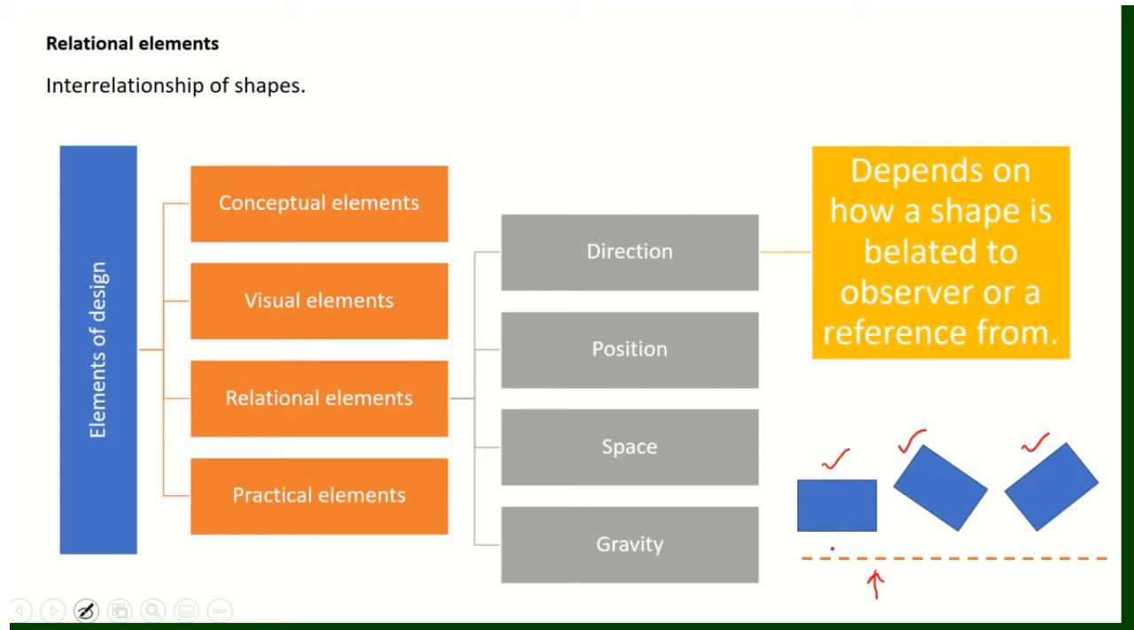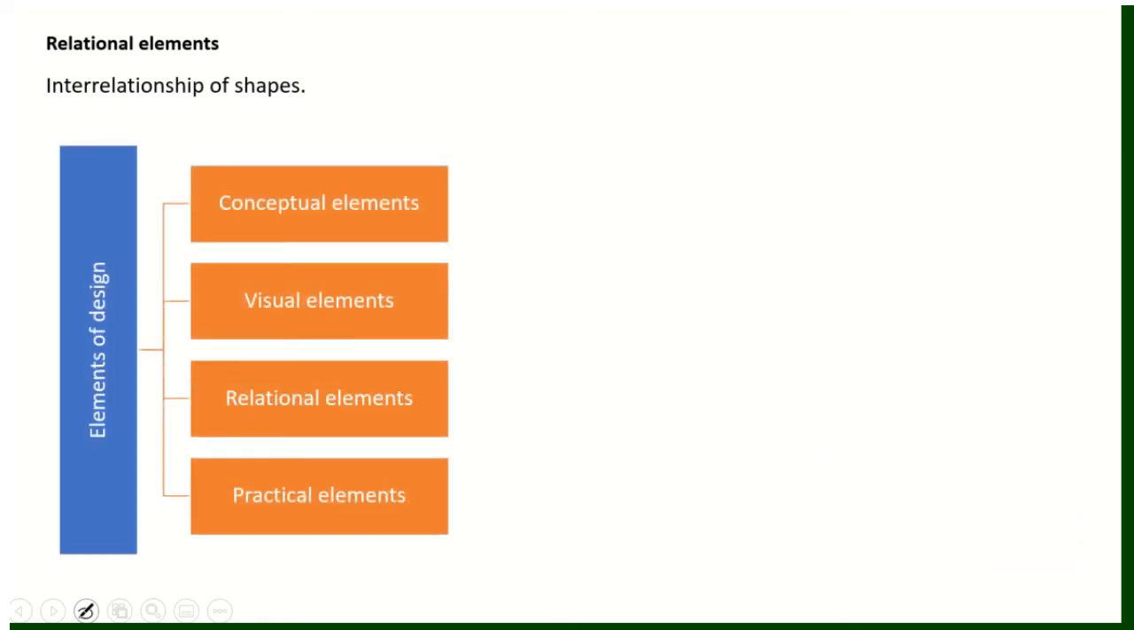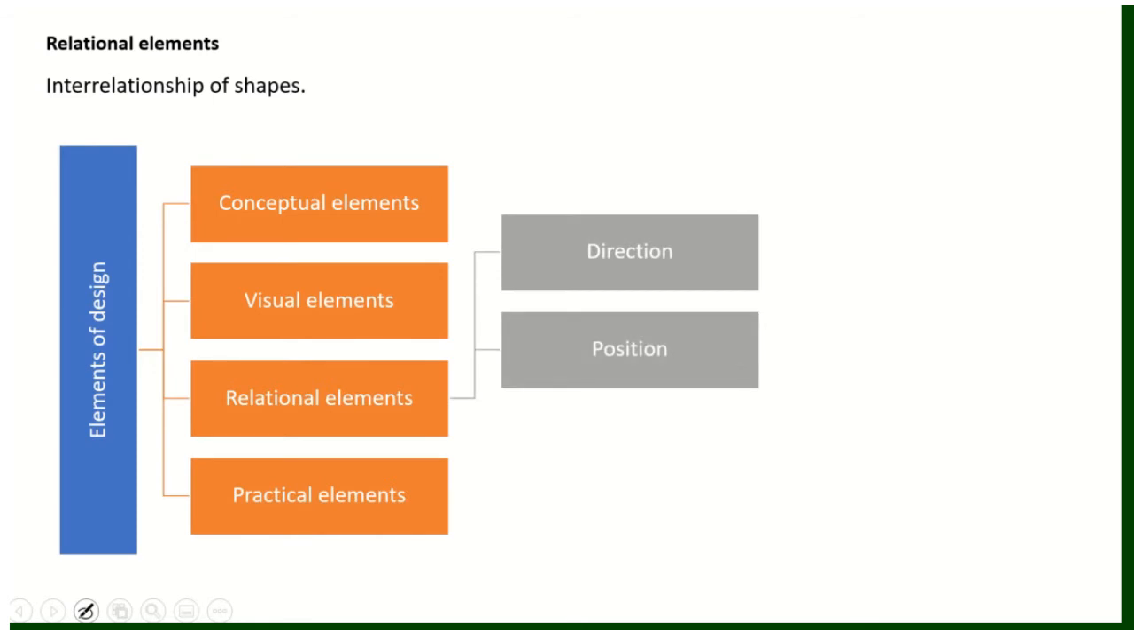Let us consider this first shape is parallel, and the second shape has some orientation, and the third shape also has some orientation with respect to the reference frame. So this is how the direction, I mean to say the relation of the shape, is given. The same way, the next relational element is position.